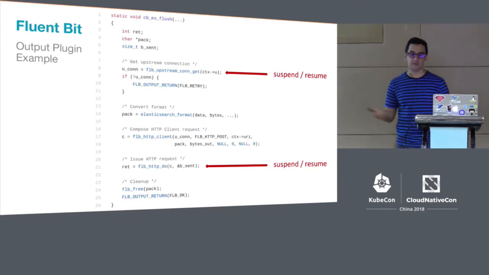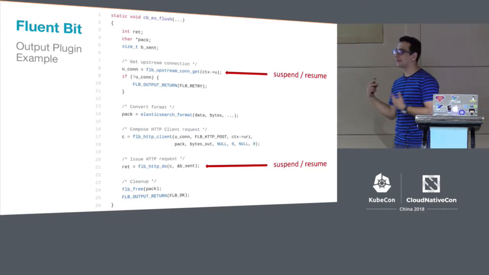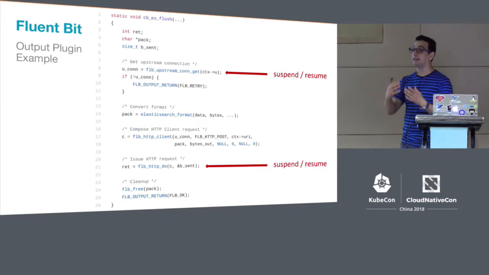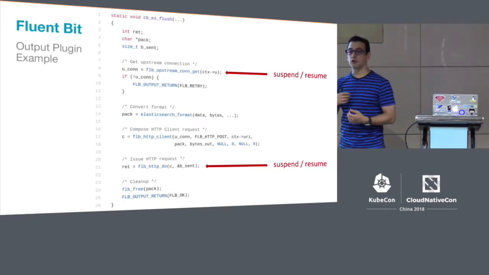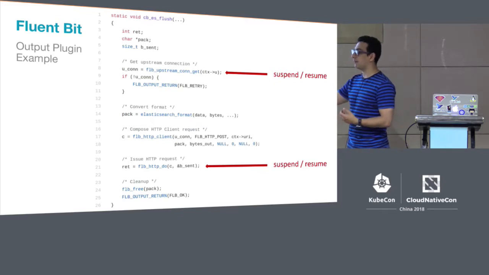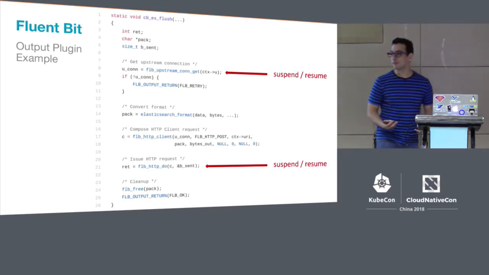So this is one of the biggest features, and I think it also helps provide some stability to the project. If somebody is writing a plugin, I'm sure that if they are using the right API for Fluent Bit, that will be safe.